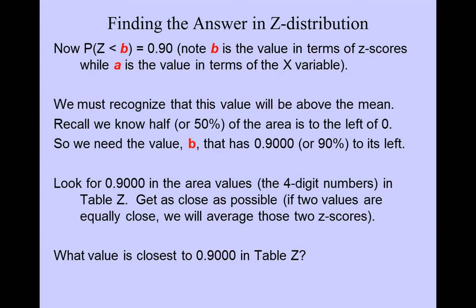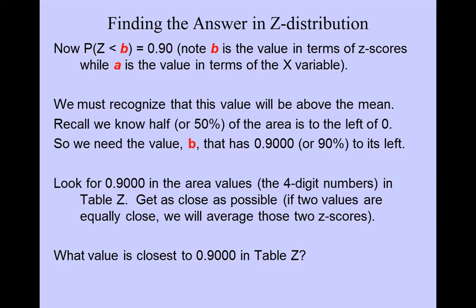Now remember, we're going to actually start in the Z distribution as far as getting our numbers. So what we want is really the probability that Z is less than some other letter B is 0.90. Notice that B is the value in terms of z-scores, while A was the value in terms of the original X variable. We must recognize that this value will be above the mean. Recall that you know half or 50% of the area is to the left of 0 in a Z distribution. So we need the value B that has 90% or 0.9000 as the area to its left.